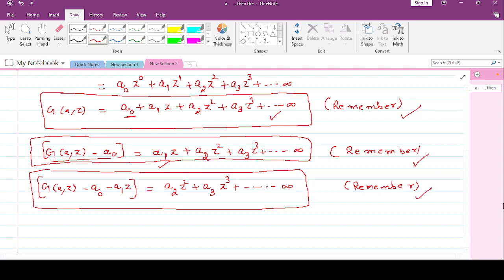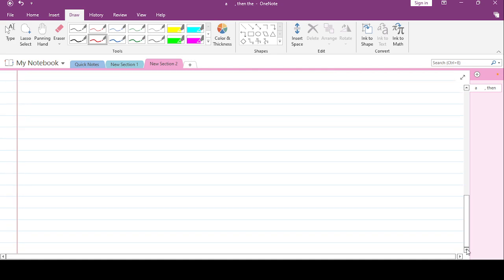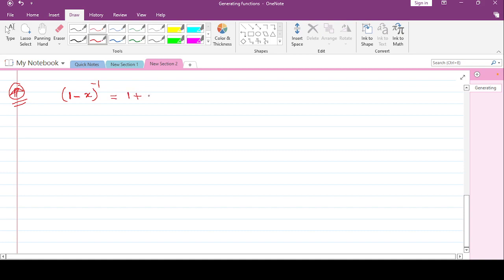Now we will see in the next part that if you are given a sequence, how to obtain the generating function from that sequence. But before that, notice one thing: we use that the binomial expansion of 1 minus x raised to the power minus 1 is 1 plus x plus x square plus x cube plus x raised to the power 4 and so on up to infinity. So this will be used in the questions.